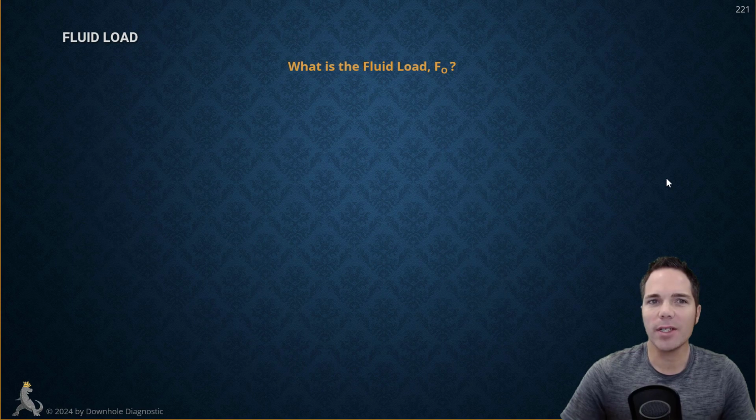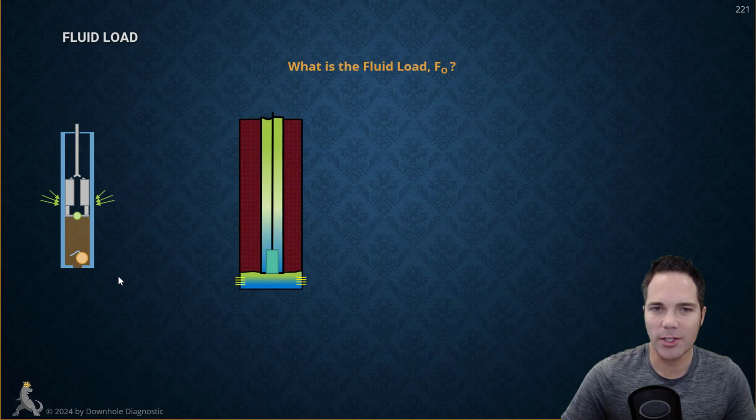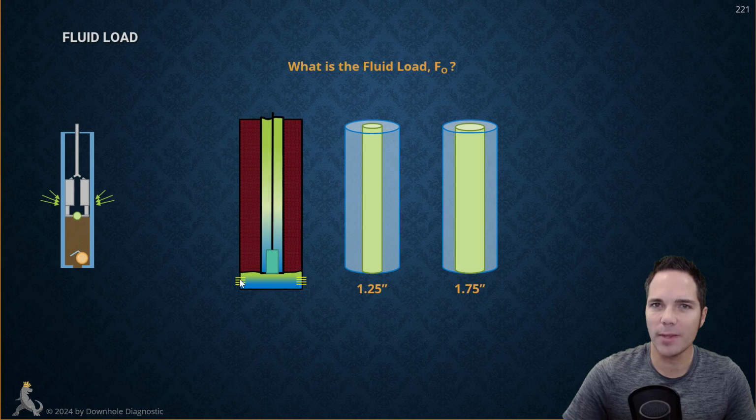So in this section, we're going to talk a lot about fluid load. And what is the fluid load? Well, I just showed you an equation for what the fluid load is, but let me show you a visual way of thinking about what it is. It is the load acting across our plunger, but imagine if you had a pumped off well. And let's look at what the tubing looks like.